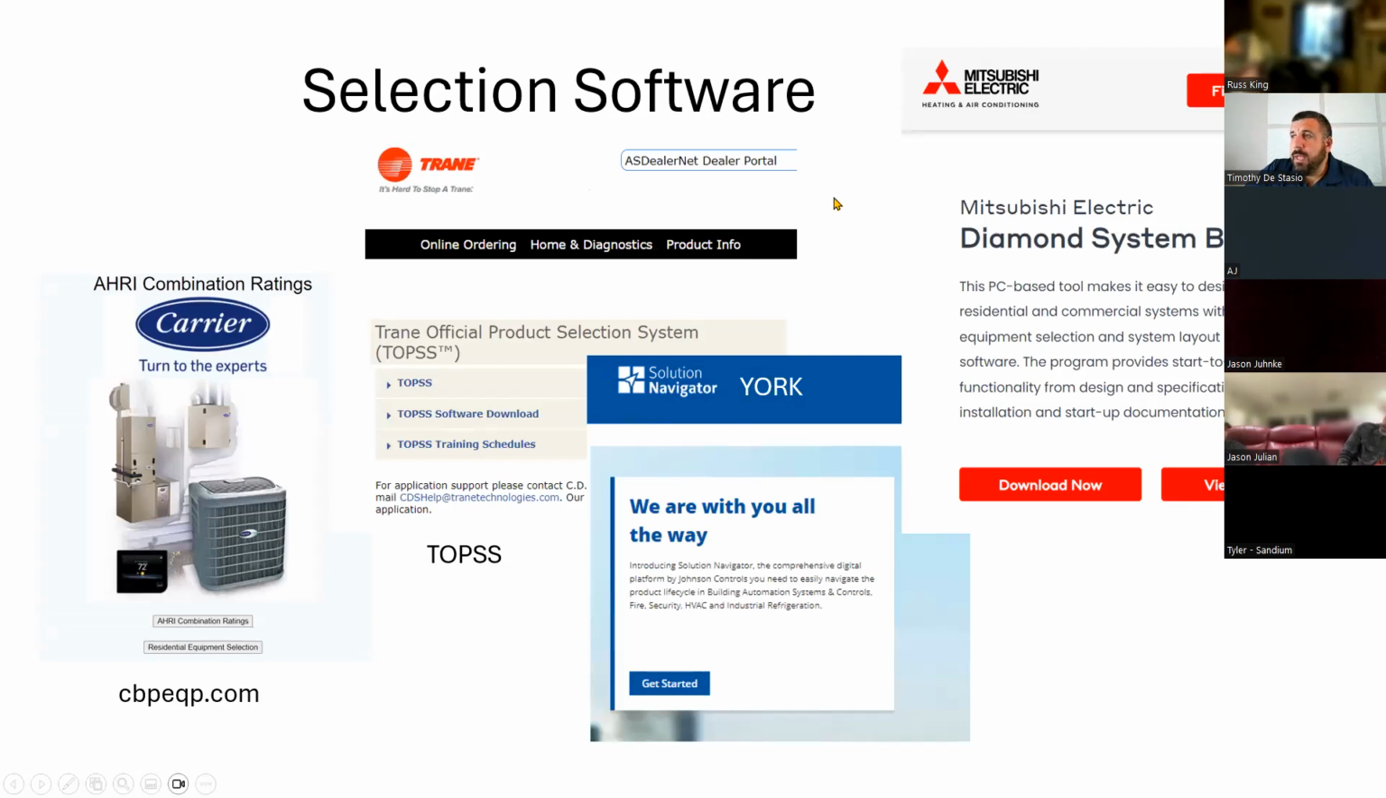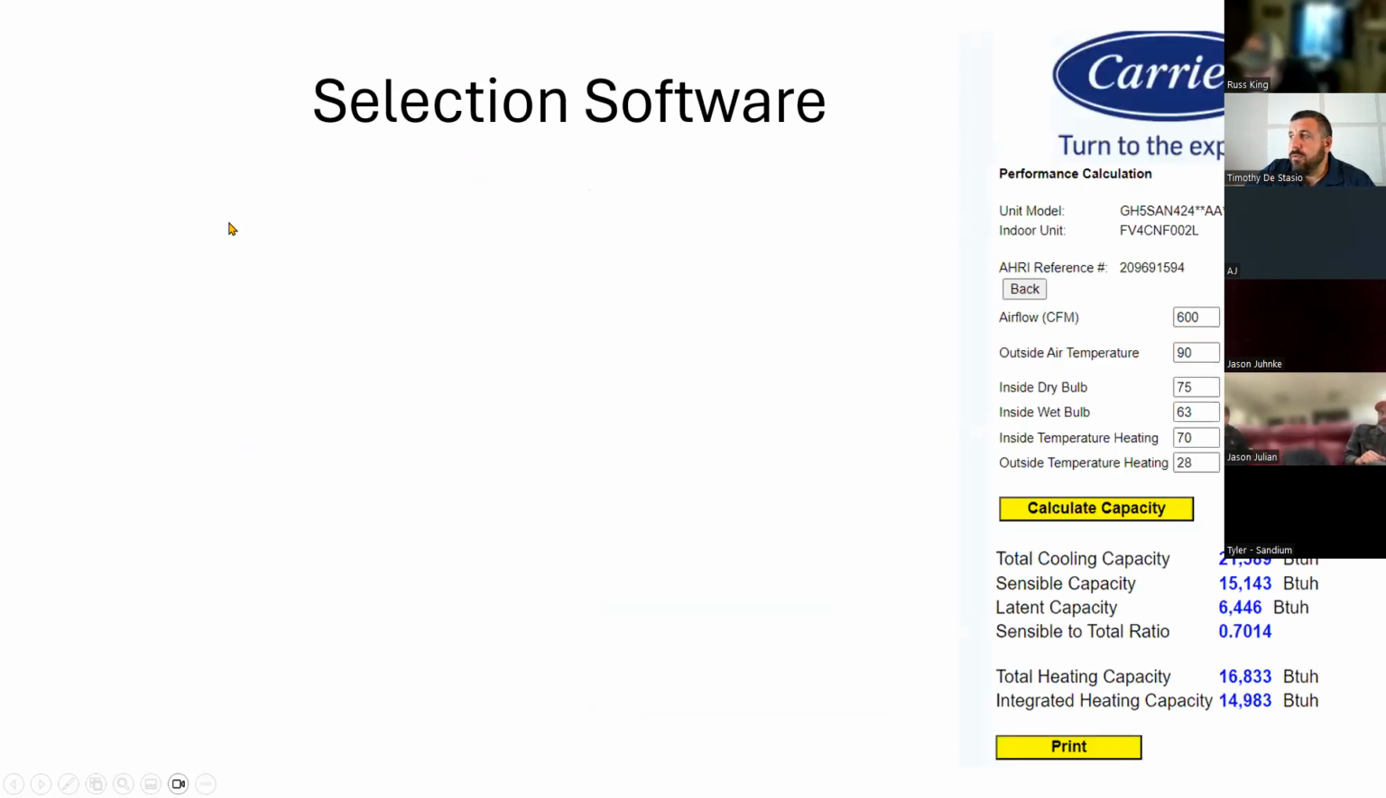And a lot of the big players have selection software. Anything that's ICP has selection software. So Carrier is one of them. So all those brands have it. That is the preferred way because it's just more accurate and it's quicker. So let's take, for example, this Carrier selection software.